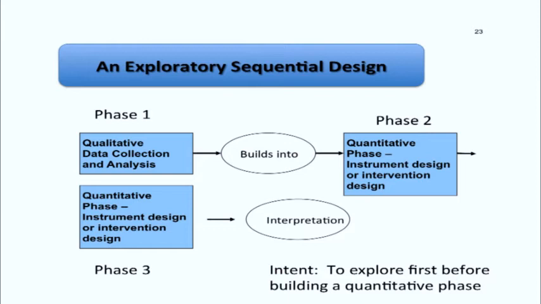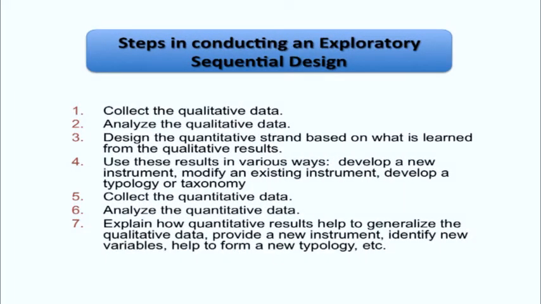The intent is to use this design when you first need to explore. So the overall intent of an exploratory sequential design is really to explore first to build a better quantitative phase. The steps in this design are as follows. First, collecting qualitative data, analyzing it, designing then something quantitatively, a quantitative strand based on what is learned from the qualitative results. For example, it could be to develop a new instrument because there's not an existing instrument that is good to study this particular sample that you're looking at.